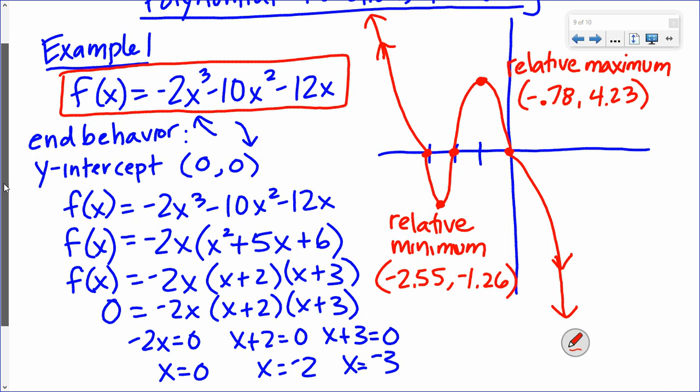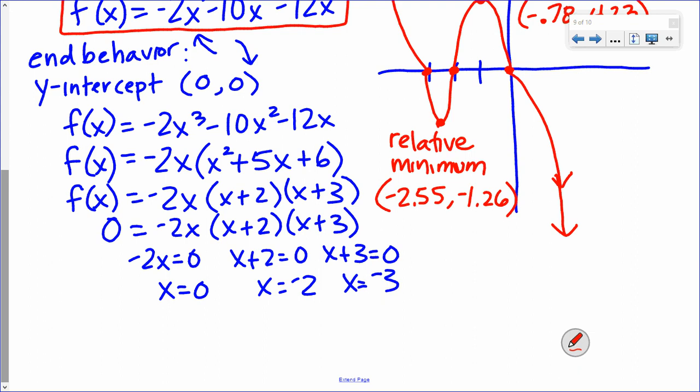All right, let's take a look at another one. Two more, actually.